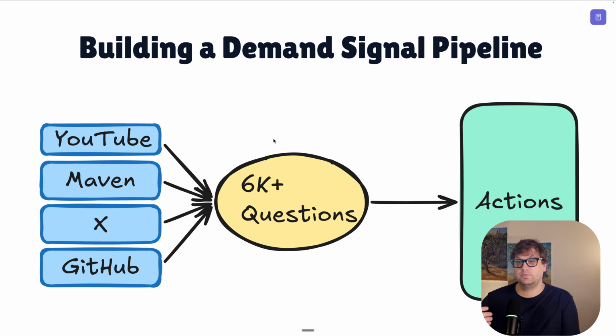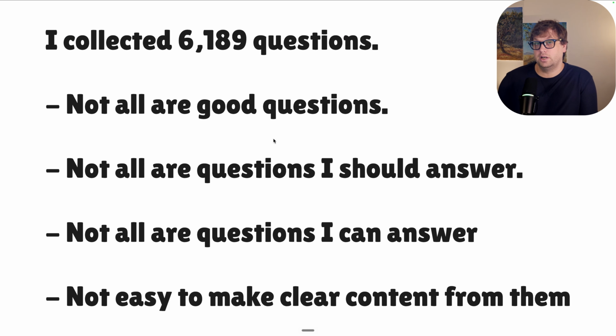I built a pipeline to figure out what questions people are asking, what people need help with, and really where all the confusion is. This scrapes from YouTube, Maven, X, and GitHub, and it compiled about 6,000 questions for me after some filtering, and that lets me take action. This talk is going to talk about how I did that.